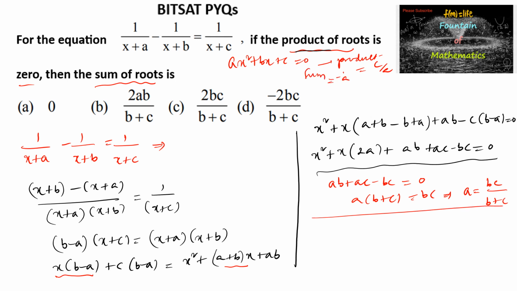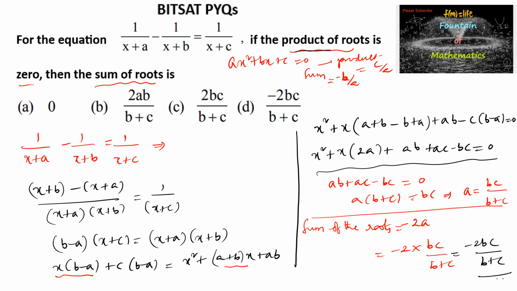And also the sum of the roots is minus b by a. So we can say the sum of the roots is equal to minus 2a, that is minus 2 into the a value, which is bc upon b plus c. So minus 2bc upon b plus c is the answer, which is option D.